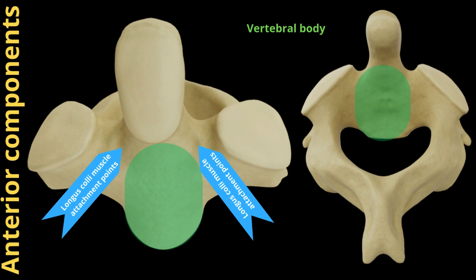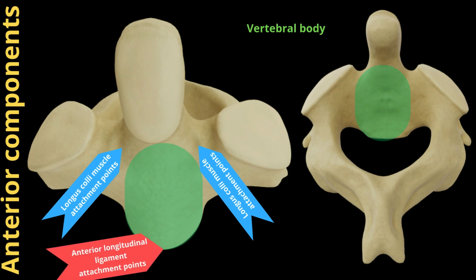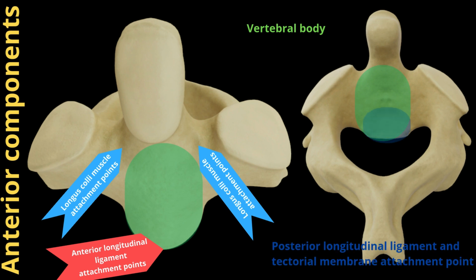The anterior border of the body of the axis provides attachment to the anterior longitudinal ligament, while the posterior longitudinal ligament and tectorial membrane attach posteriorly to the lower border of the body of the axis. The upper surface of the body appears to project a tooth-like process called the odontoid process. This structure actually represents the atlas body, which separated during early fetal life and fused with the axis body.